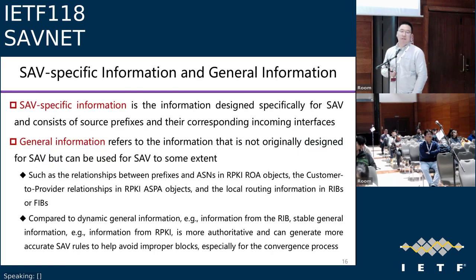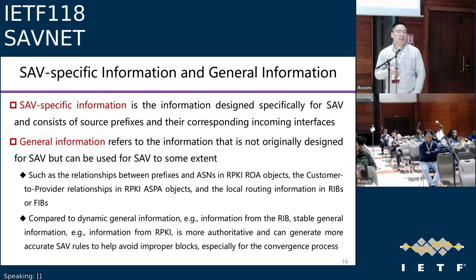Okay, let's clarify the definitions of subspecific information and the general information. The subspecific information is designed specifically for SAV and consists of the source prefix and the corresponding incoming interfaces to enter the AS. The general information refers to the information that is not originally designed for SAV, but can be used for source address validation, such as the relationships between prefix and AS, the customer to provider relations in RPKI ASPA objects, and the local routing information in the RIBs and FIBs.